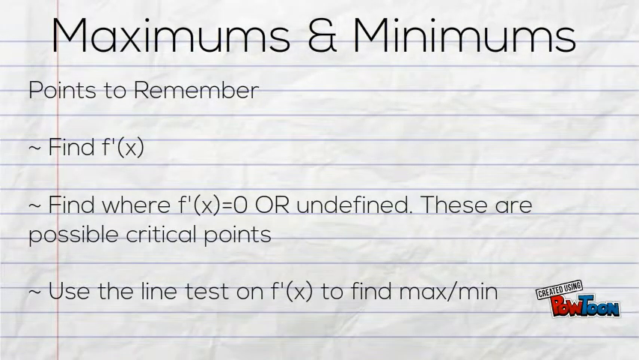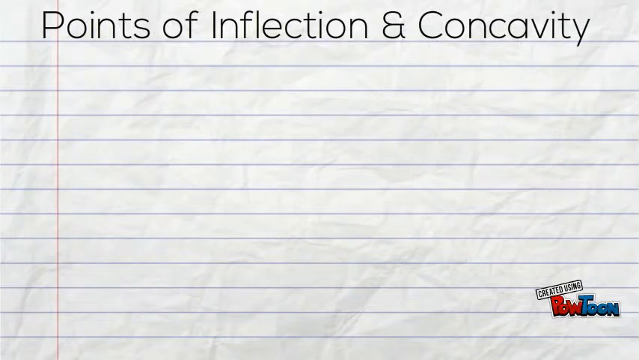Let's start with the maximums and minimums. A few points to remember are: find the derivative of f of x. You want to find your critical points where the derivative of f of x equals 0 or is undefined. And lastly, use the line test to find the maximums and the minimums.